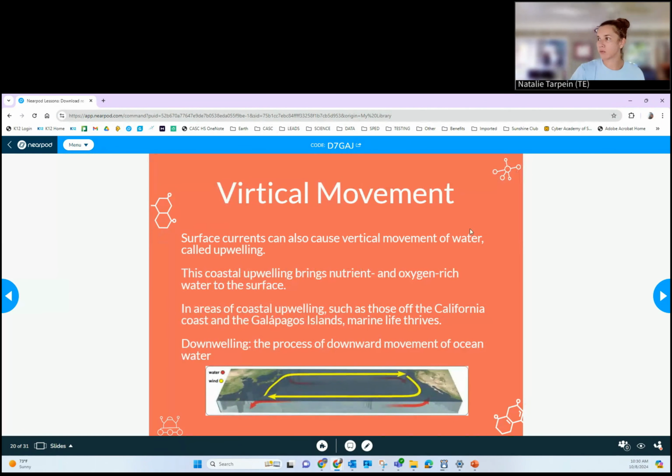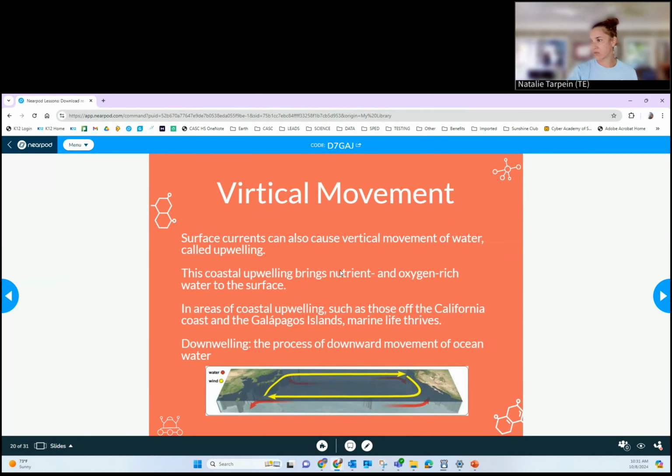So picking back up here. All right, a little bit more on movement of water in the ocean. Surface currents can also cause vertical movement of water called upwelling. So this cold water that's deeper down, we were just looking at that. If it comes to the surface, that's called upwelling. What drives that is usually wind.